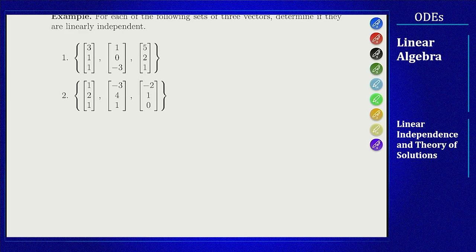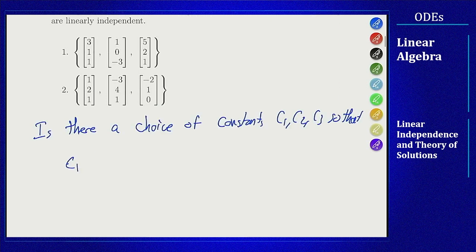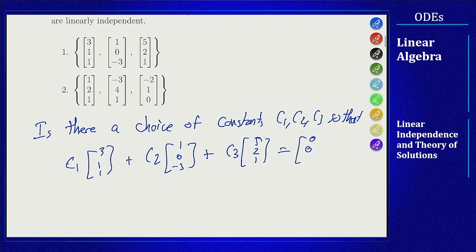Well, it means I have to figure out if there is a choice of constants, c1, c2, and c3, so that when I take c1 times the first vector, 3, 1, 1, plus c2 times the second vector, 1, 0, minus 3, plus c3 times the third vector, 5, 2, 1, can I get the vector 0, 0, 0 out of this without picking c1, c2, and c3 all to be 0?